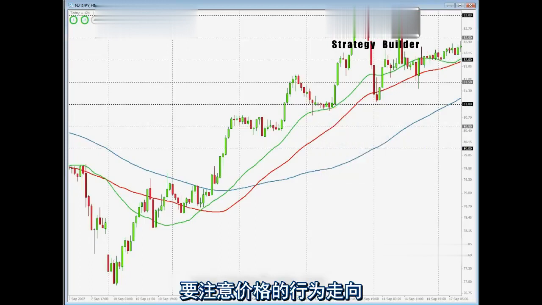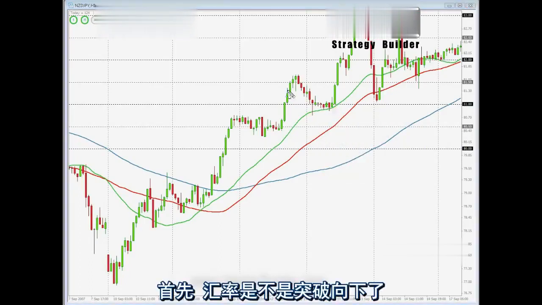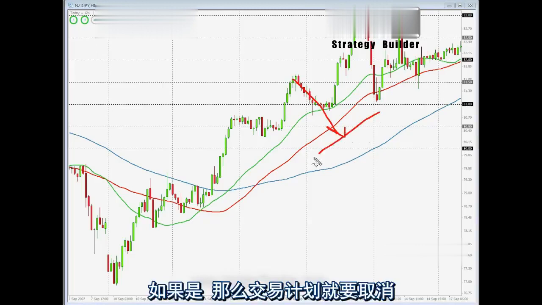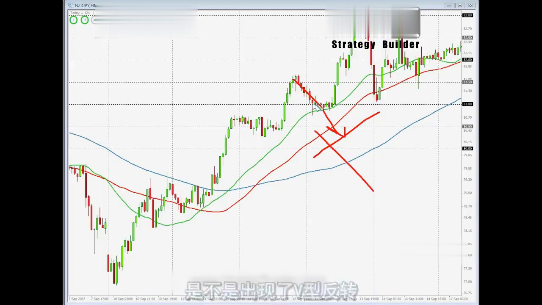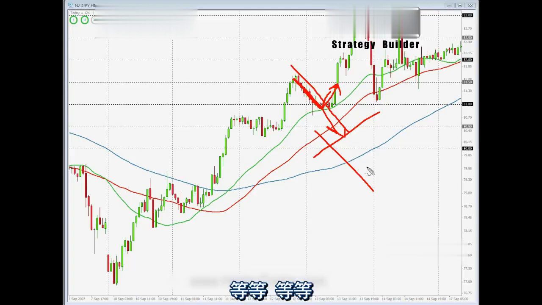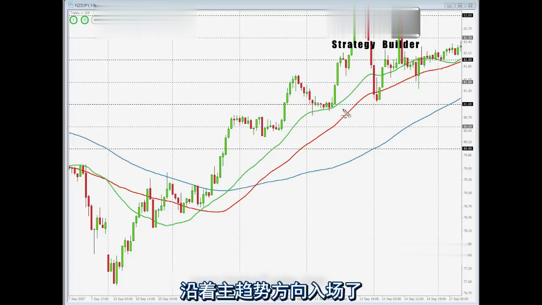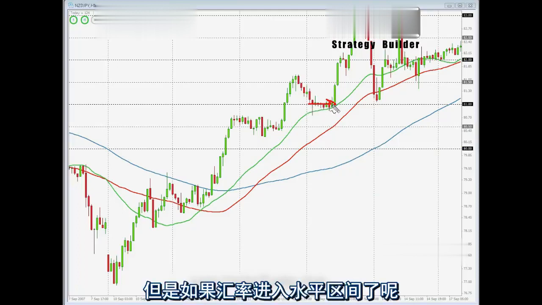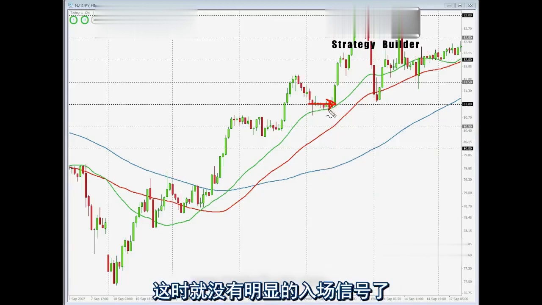What is price doing? First of all, is it breaching through? If it does indeed breach through, I'm not interested in this setup. Is it simply bouncing in a V shape formation with a clean trend line breakout, etc.? Then great, I'm good to go to search for an entry in the direction of the main trend. But what if it actually enters a period of congestion, a period of sideways price action, and we don't quite get a clear signal?